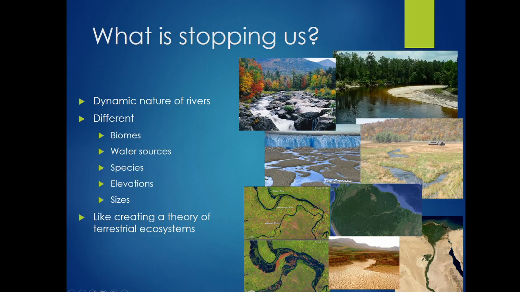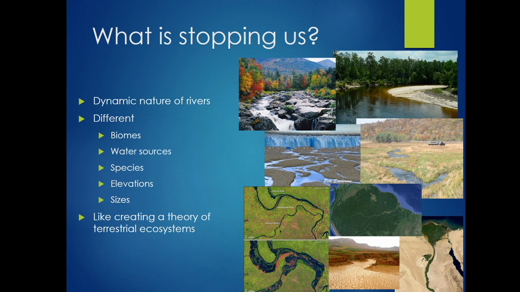So what's stopping us? Well, think about rivers. Rivers are continuously changing. That's in their nature. Think about that idea of dynamic equilibrium, where a river is continuously changing but staying the same in some senses. Rivers flow through different biomes. Even if the river is in the same biome, comparing an Arctic river to a tropical rainforest river is very, very hard to do. Water comes from different sources, then you have different species inhabiting these areas, different elevations, different sizes of rivers.